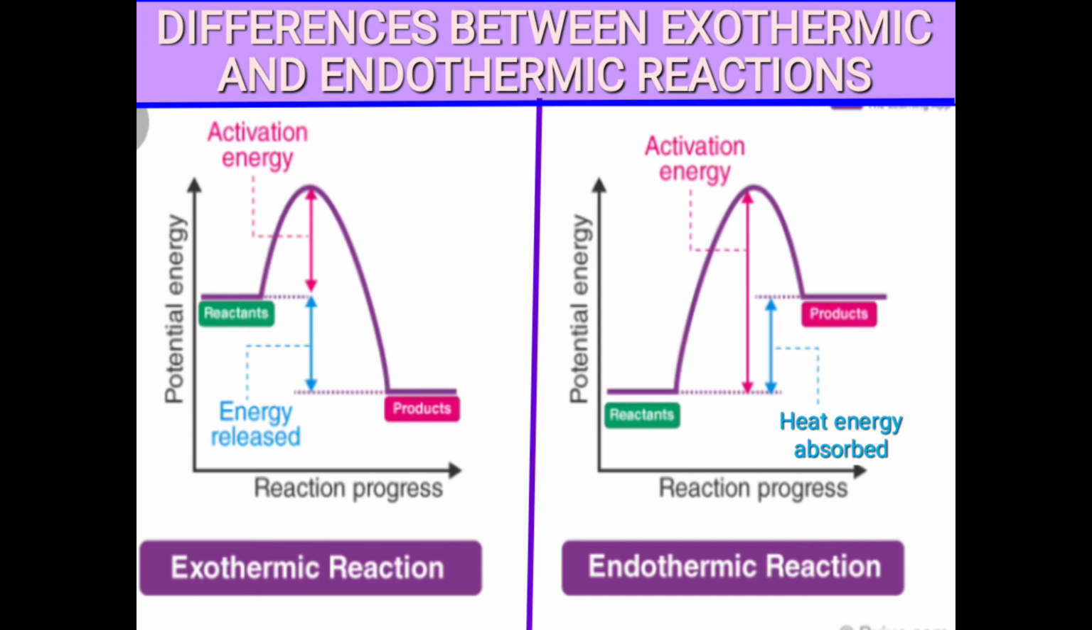Another difference here, heat energy is released, while here heat energy is absorbed. Maybe another one which these diagrams are silent about is temperature. Here in an exothermic reaction, there is an increase in temperature, while here there is a drop in temperature. The ΔH here is negative, while the ΔH here is positive. Hope you get me. Let's continue.